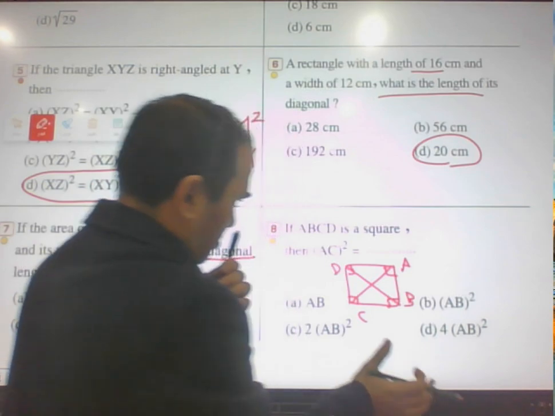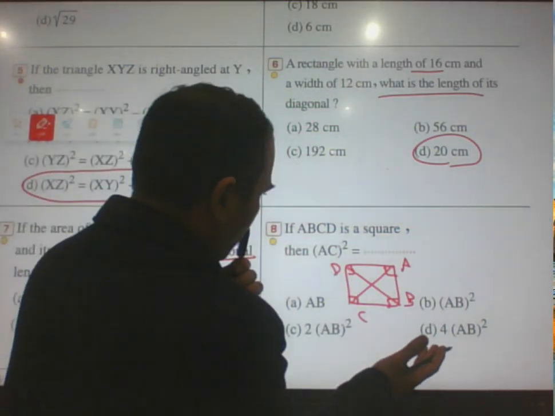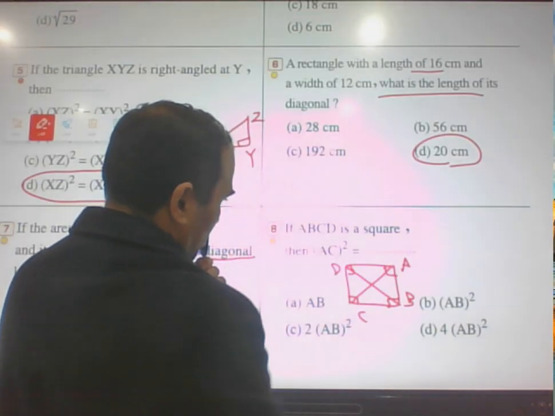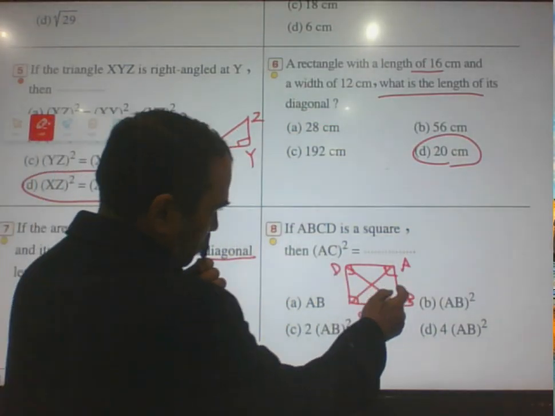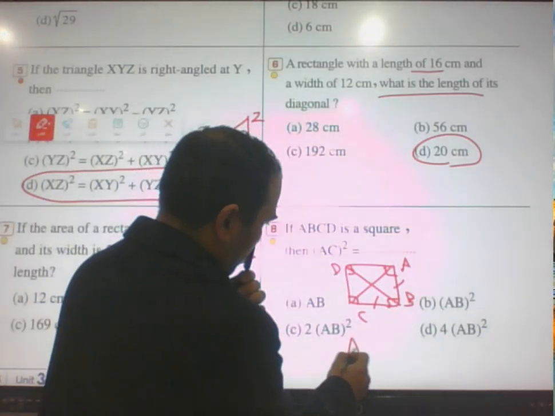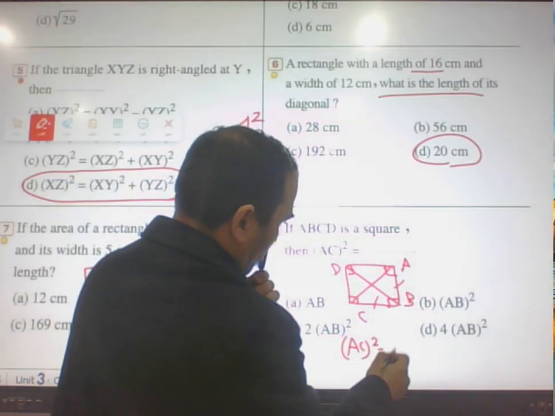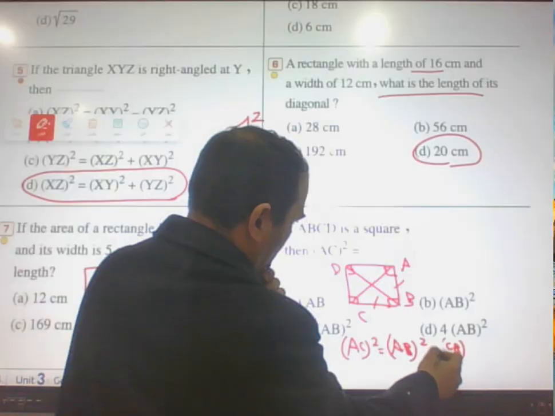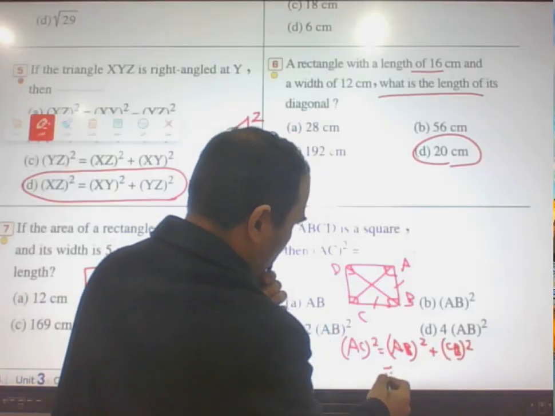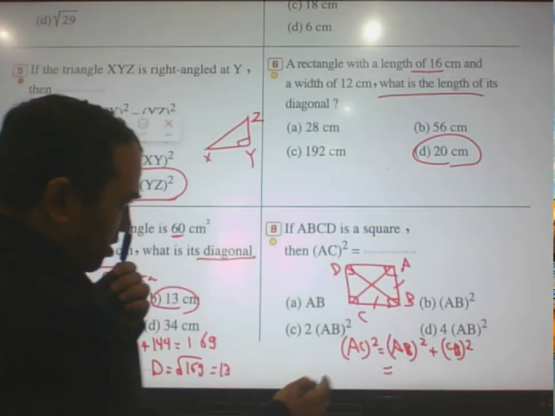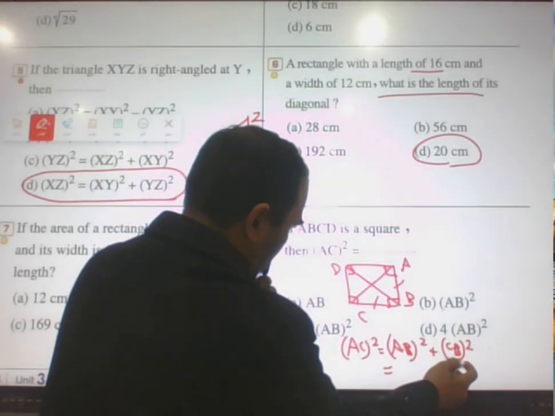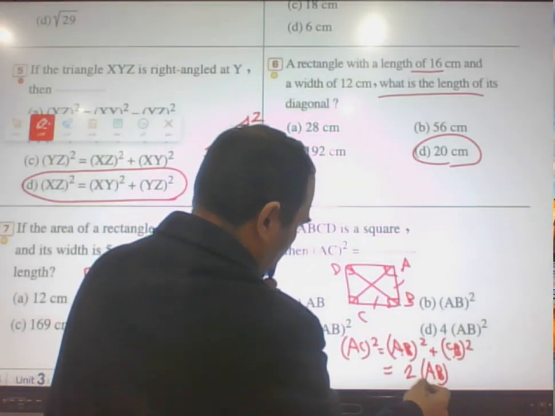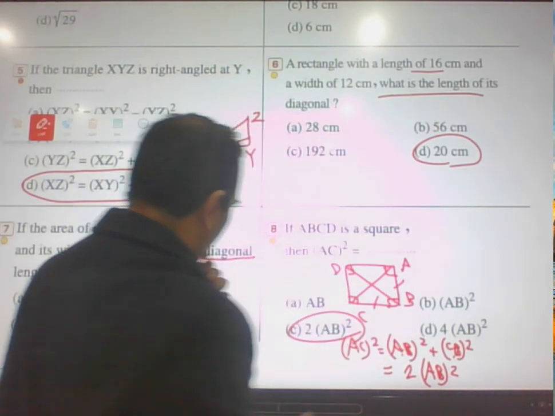Okay, here we can write, he wants to find AC power 2. You can write AB power 2 plus BC power 2. And then AB equivalent to BC. Look at here, we can write AC power 2 equal to AB power 2 plus BC power 2. And they are equivalent. And then the answer will be twice each one of them. Like this, twice, because they are equivalent. So we can collect twice one of them. Twice AB power 2. Choose letter C.